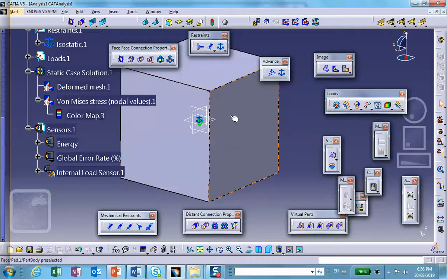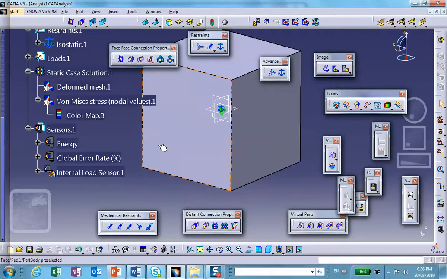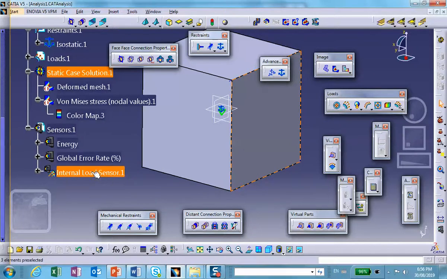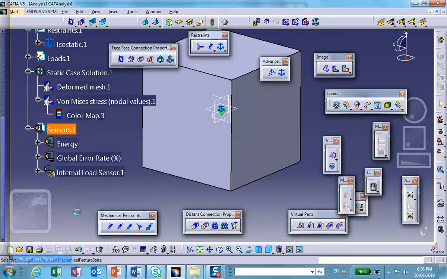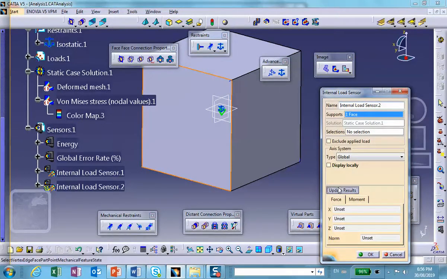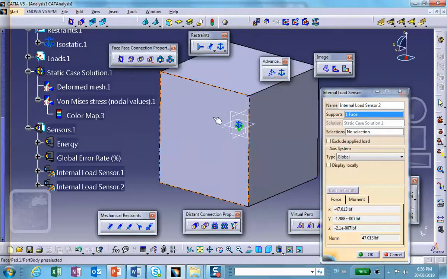Now, okay, so let's try doing this internal force here. Sensor, internal force on this face. Update. Okay. So in the X direction, there is almost minus 50. Y direction 0, Z direction 0. Minus 50. So let's see.